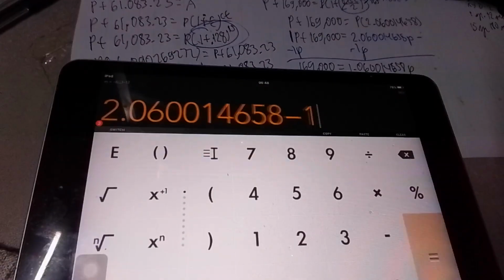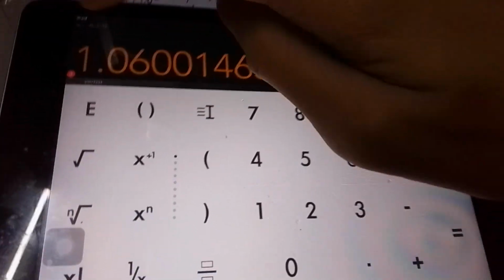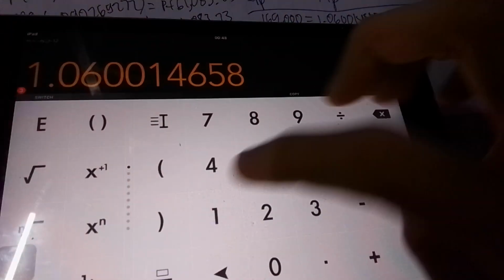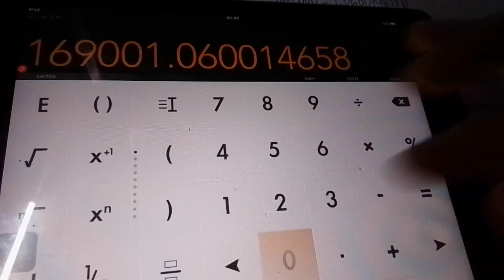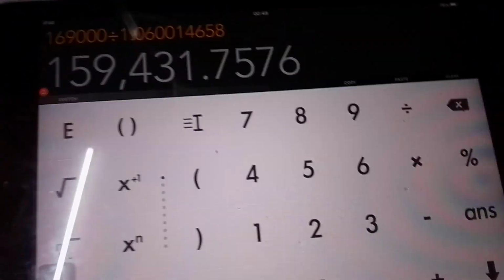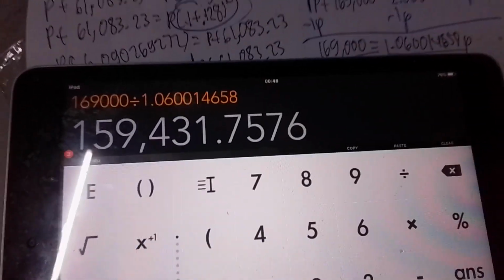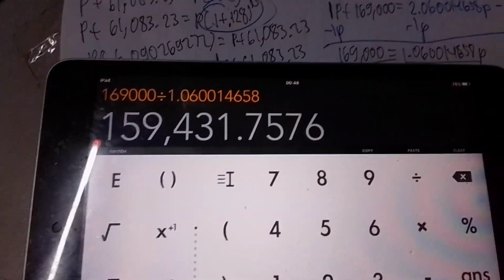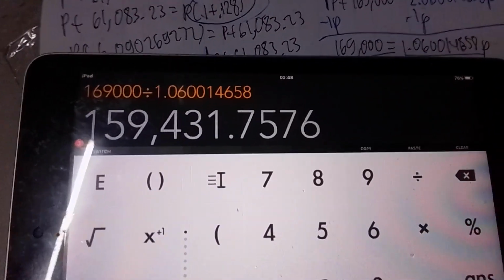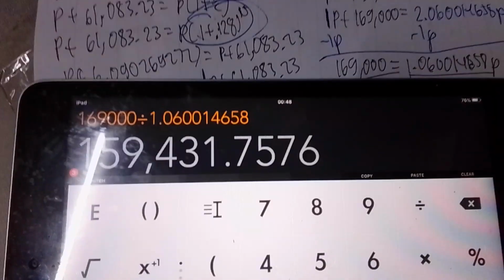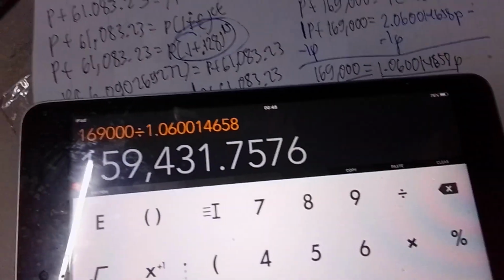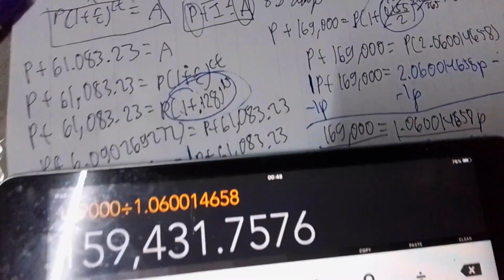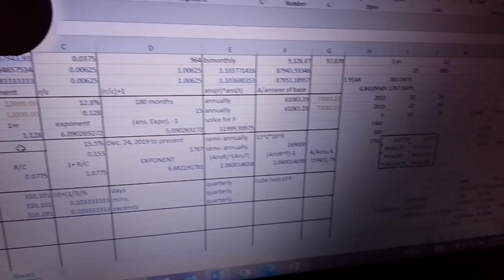So if I do this on calculator, let's see if I get the same answer din. Di ba na-subtract tayo ng 1 dito? And we get this answer. And then we have 169,000 divided by this answer. Tama! We should get a principal of 159,431.7576. Or you can just round it off na lang to 76 cents. So yan. So now going back here, that's supposed to be our answer.